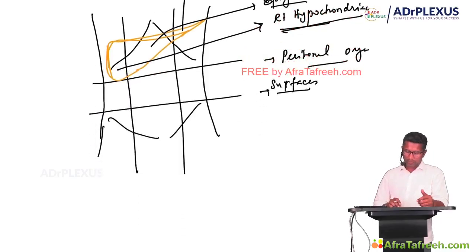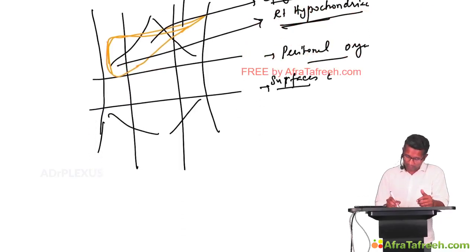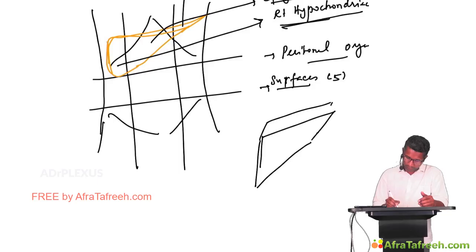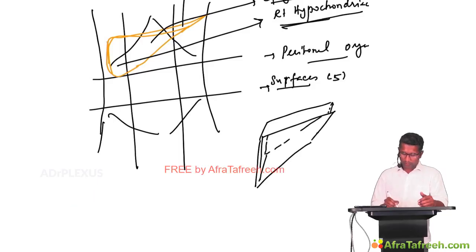So what are all the surfaces of the liver? The liver has got 5 surfaces. If I want to draw a simple schematic diagram, let us consider this is a small triangle. So the liver has got a triangular shape, and it has got 5 surfaces.